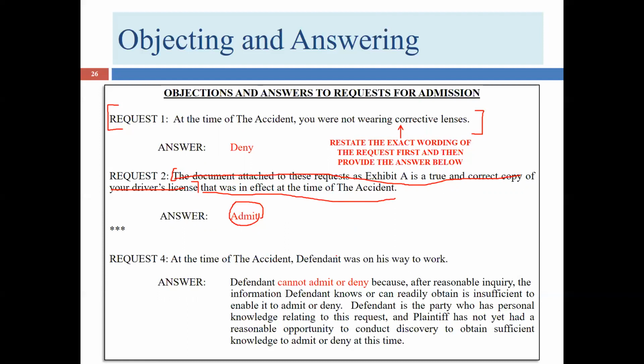At the time of the accident, defendant was on his way to work. Well, you're the plaintiff in this case, right? And so how do you know what defendant was going to do? Defendant knows what defendant was going to do. And so that's something you're probably not going to admit or deny. And in this case, we didn't admit or deny. Plaintiff cannot admit or deny because after reasonable inquiry, the information plaintiff knows or can readily obtain is insufficient to enable it to admit or deny. Defendant is the party who has personal knowledge relating to this request, and plaintiff has not yet had a reasonable opportunity to conduct discovery to obtain sufficient knowledge to admit or deny this request.